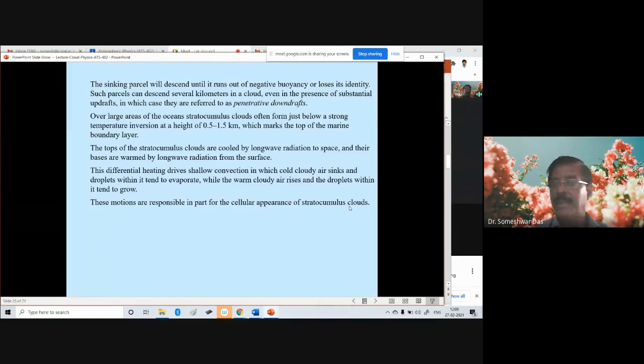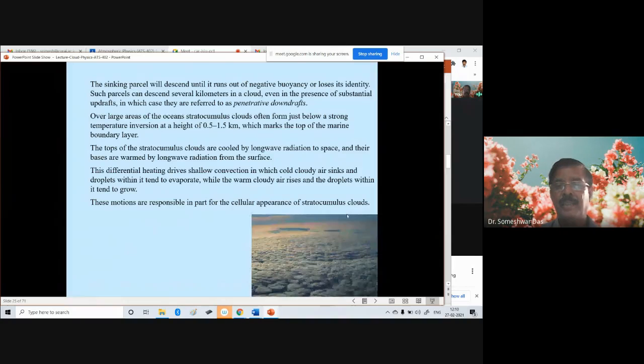If you look at the satellite images, sometimes you can see for hundreds of kilometers the stratocumulus clouds are present and they look like a cellular structure. Something like this. You must have seen. Have you seen these kinds of images, taken even by aircraft? When we fly by aircraft over the ocean, you can find this kind of cloud for long distances. They are all stratocumulus clouds.